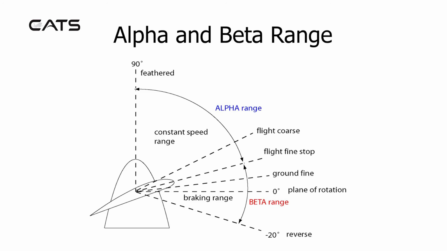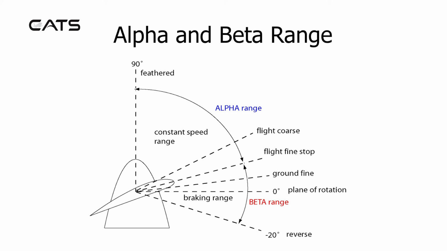Here's a diagram of the different blade angles a variable pitch propeller can achieve. At 0 degrees, the propeller is in line with the plane of rotation. If it moves slightly forwards, it would reach a point called ground fine, and further than that, flight fine. Flight fine is where the alpha range commences. It's a constant speed range up to flight coarse. Beyond that, the propeller can achieve a blade angle of up to 90 degrees in the feathered state.